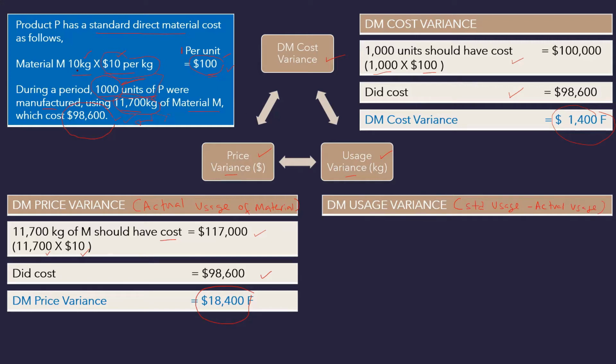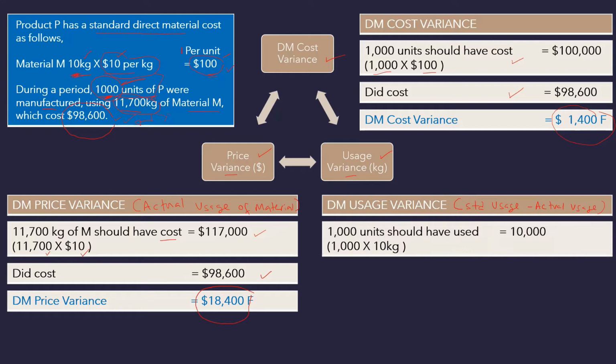We need 10 kg per unit. We produced 1000. So therefore, we should have used how much? 10,000, right? 10,000 kg. So 1000 units should have used 10,000 kg to produce 1000 units, because per unit we need 10 kg.